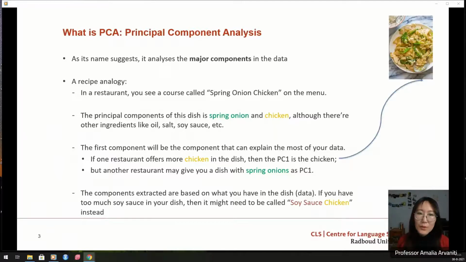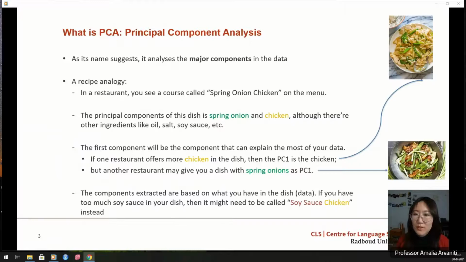The first component will be the component that can explain the most of your data. For instance, if one restaurant offers more chicken in the dish, then the PC1 is the chicken. But another restaurant may give you a dish with more spring onions as PC1. The components extracted are based on what you have in the dish, i.e. data. If you have too much soy sauce in your dish, then it might need to be called soy sauce chicken instead.